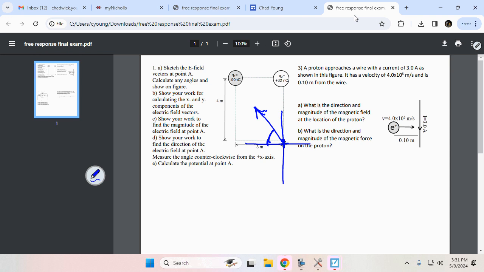Yeah, if Q1 was positive. So remember, to find the direction of the electric field, I imagine that there's a positive test charge right here. And then I ask myself, what's the direction of the force that it feels due to these charges? It feels a force that's attractive to that charge. That means that the electric field is also in that direction. But yeah, you're right. If this was positive, it would feel a repulsive force, and so the electric field would be in that direction. Okay?